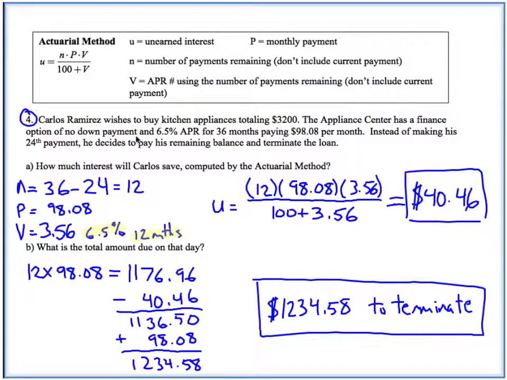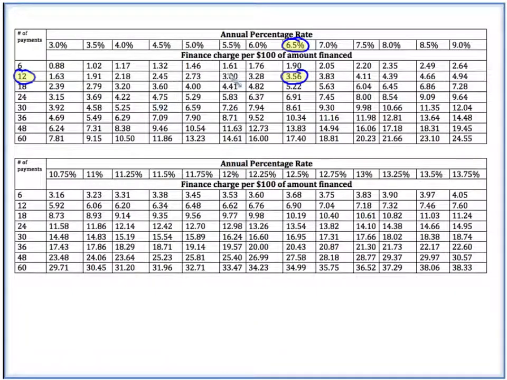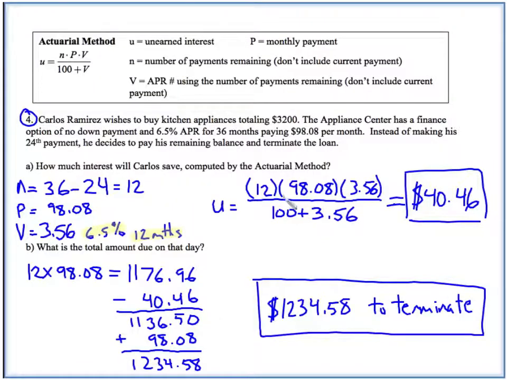All right, welcome back, everybody. You should have had the number of remaining payments was 12, 36 minus 24. Your payment amount was 98.08. Your V was 3.56. So you looked at 6.5% for 12 months, and you can see 6.5% for 12 months gives you 3.56. There's your APR number, and then you plug that into the actuarial method. And you should have gotten an unearned interest of 40.46.